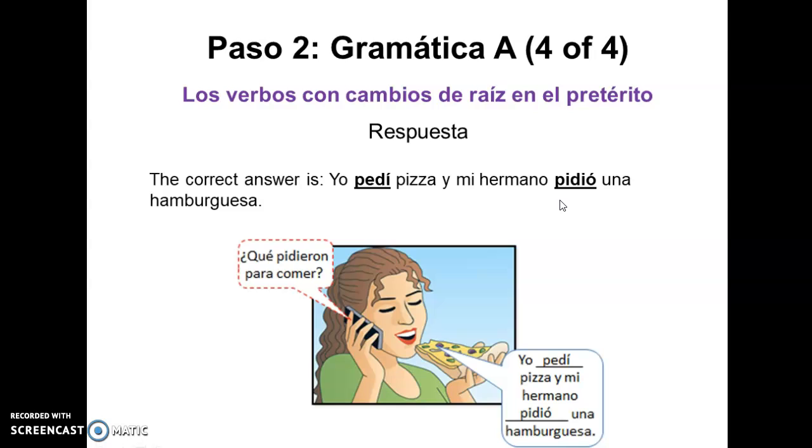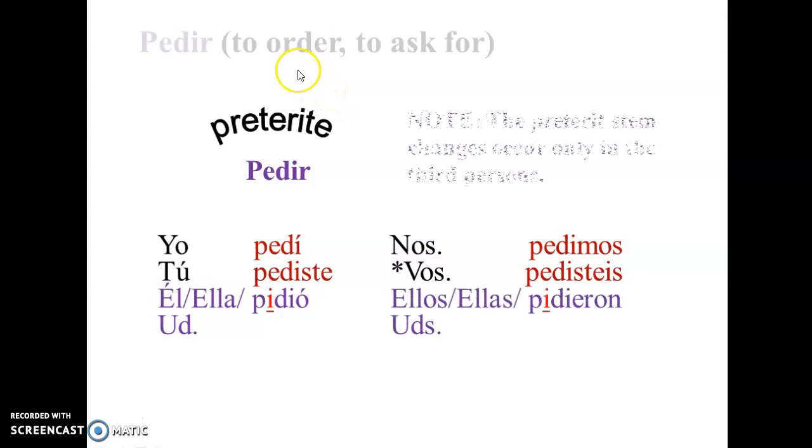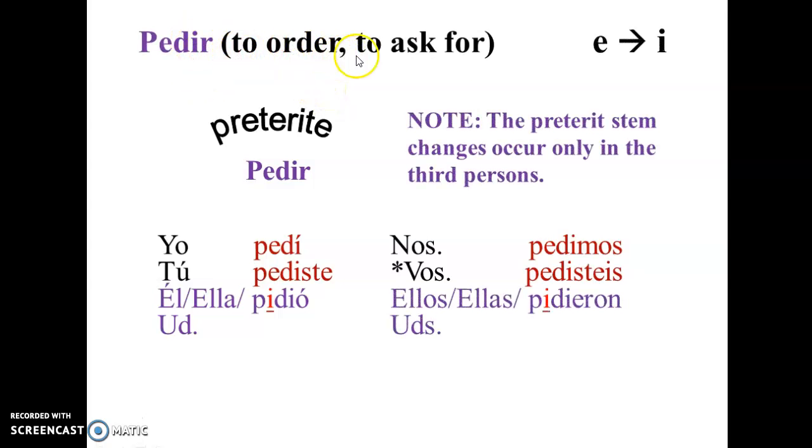That's the reason why. So let's see how these verbs change. Pedir, the one we've been using so far. Let's have all the information: to order or to ask for. So this verb goes from e to i, but it doesn't happen every time, only in the third person singular and third person plural. This is where the change happens, from e to i, only in the third persons.